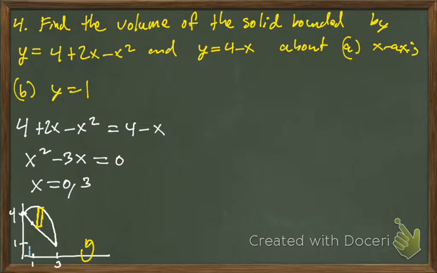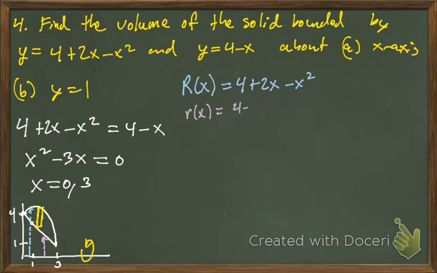So our figure is, I guess, kind of crescent-looking thing, or maybe half a pizza or whatever. So that comes up, hits the outer edge, and that's going to be the parabola portion. So our outer radius is 4 plus 2x minus x squared. Our inner radius hits the edge there, and that is the line 4 minus x. And so we're going to have a gap here. So this is a disk method.